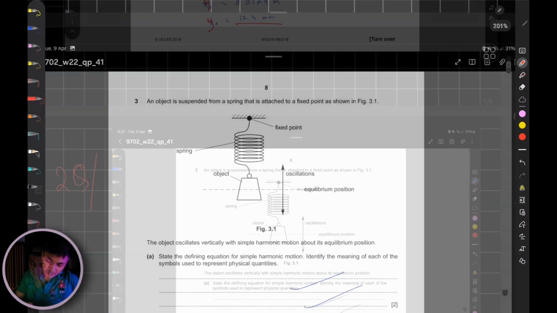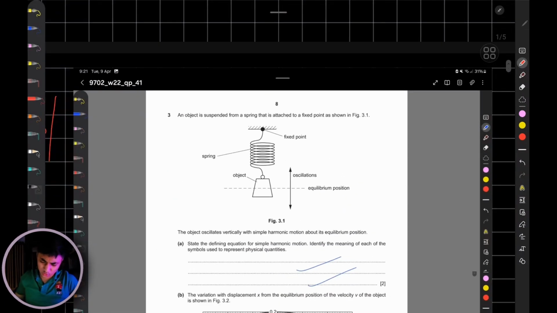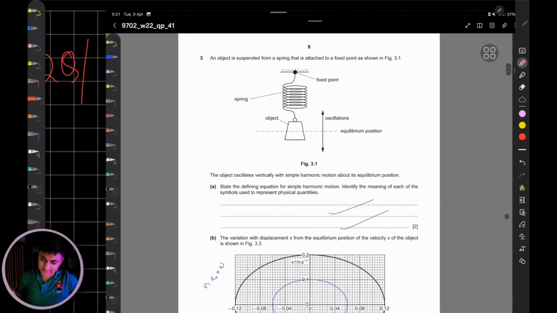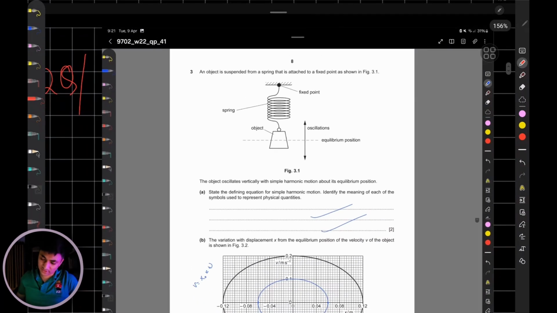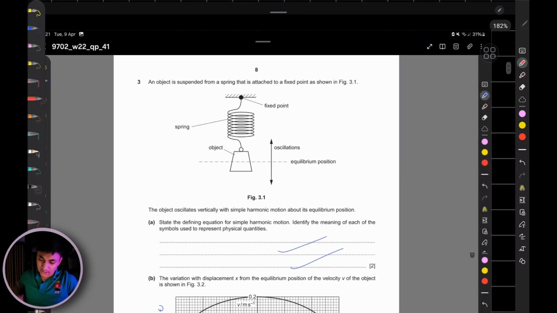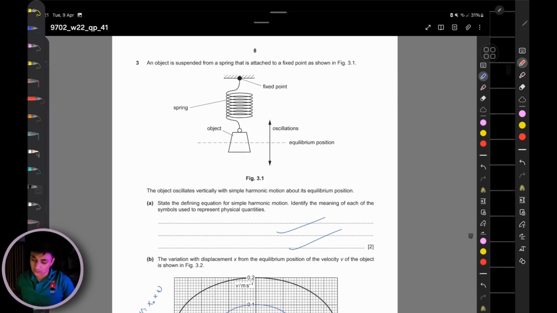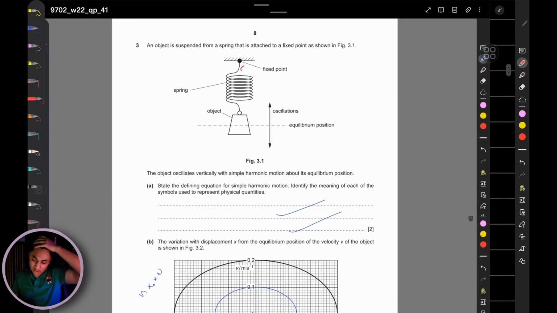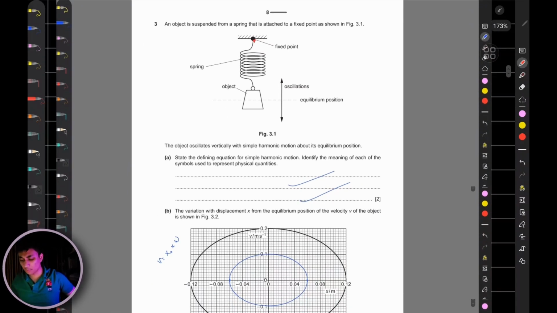Now question 2. This question is from WIT 22, paper 4.1, and this is question 3 of that paper. What is the question saying? An object is suspended from a spring that is attached to a fixed point as shown. So fixed point, spring, and the object oscillates about this point, right? Due to the spring. Great. The object oscillates vertically with simple harmonic motion about its equilibrium position. This is the equilibrium position. It moves up, it moves down.